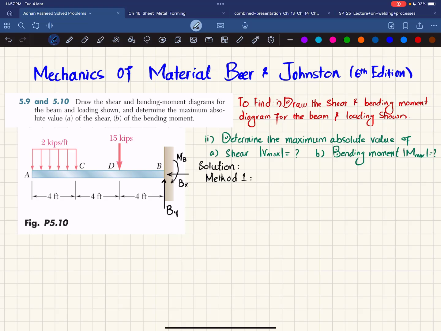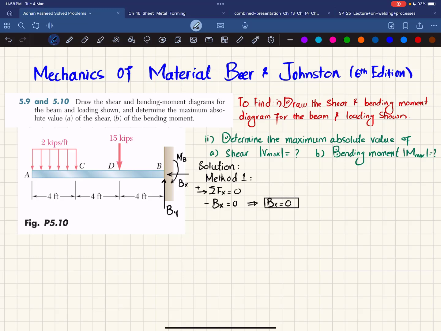The first equation of equilibrium is that the sum of all forces along the x direction must be equal to 0, and force toward the right is taken as positive. You can see only Bx is acting horizontally and there is no other force, and this is in the negative direction, so minus Bx is equal to 0, and from this we get that the horizontal reaction force Bx is equal to 0.